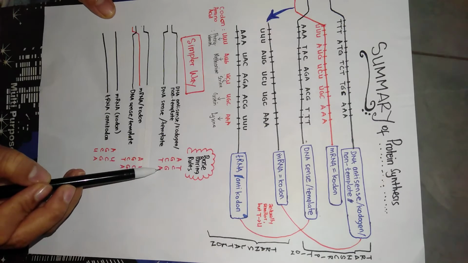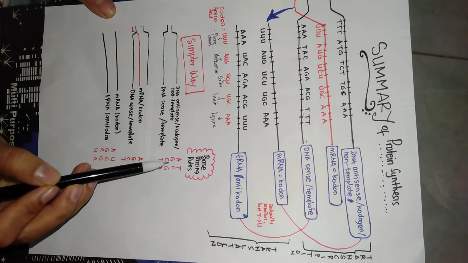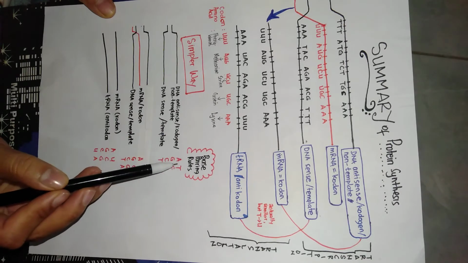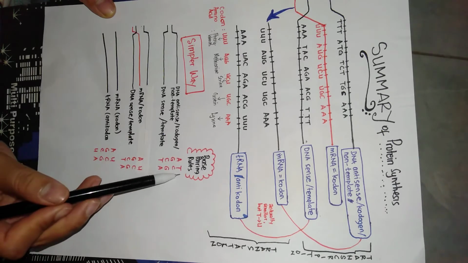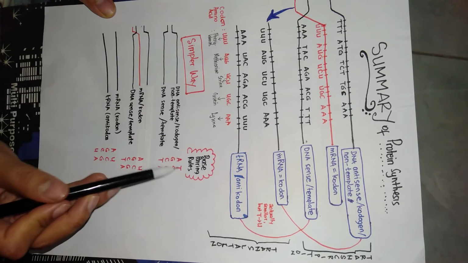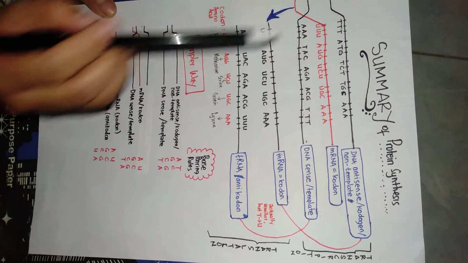To make it simpler, just remember this way: Anak gadis suka tidur, from the upper to the lower, and then the opposite, from the lower to the upper. Anak gadis suka tidur. Okay, just check this one.